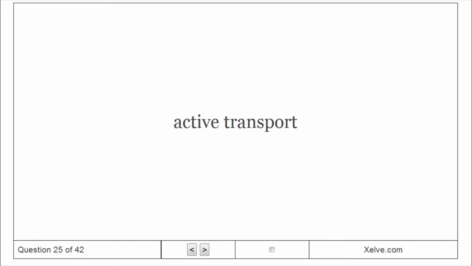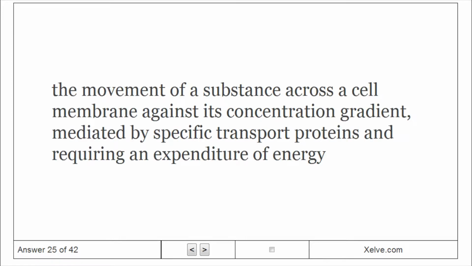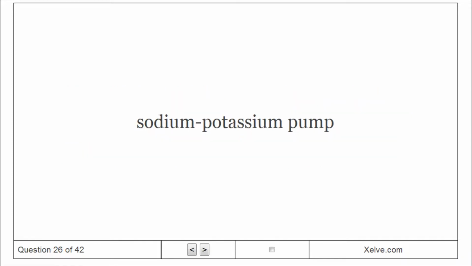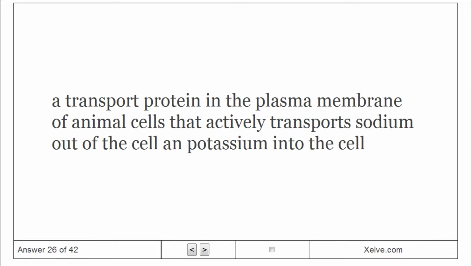Active transport, the movement of a substance across a cell membrane against its concentration gradient, mediated by specific transport proteins and requiring an expenditure of energy. Sodium-potassium pump, a transport protein in the plasma membrane of animal cells that actively transports sodium out of the cell and potassium into the cell.